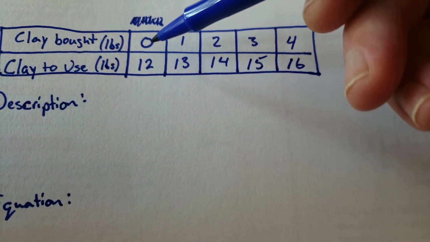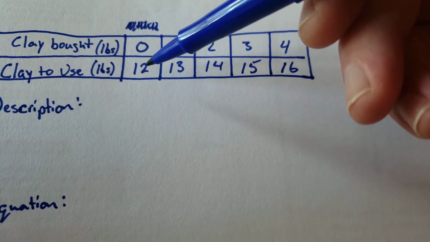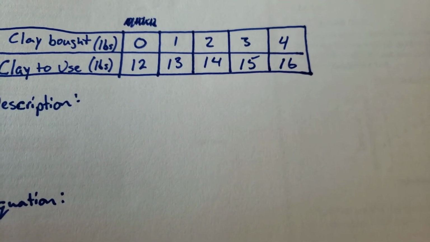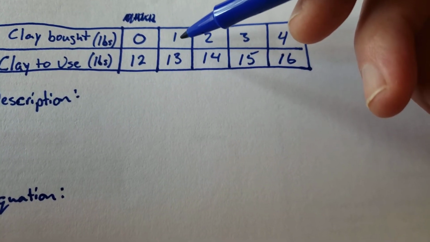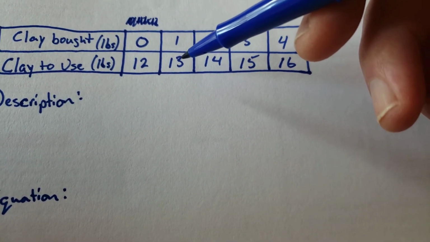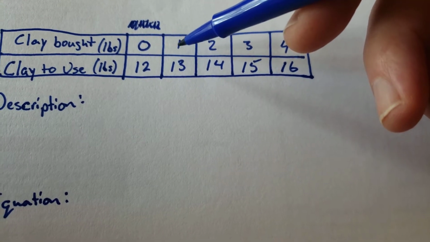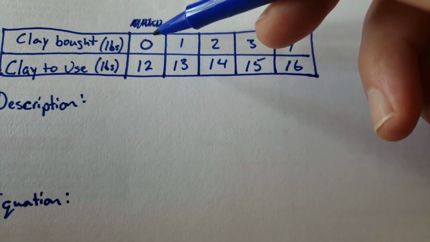So when the art teacher buys 0 pounds of clay, they have 12 pounds they can use. That means we have 12 pounds in the classroom before we start buying anything. When they buy 1 pound, now they have 13 pounds they can use. Notice this changed by 1, this changed by 1.